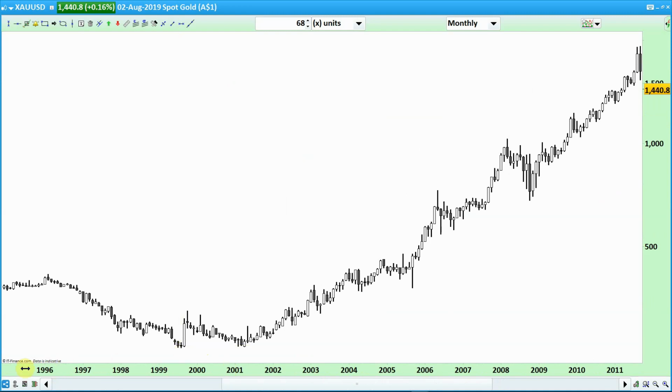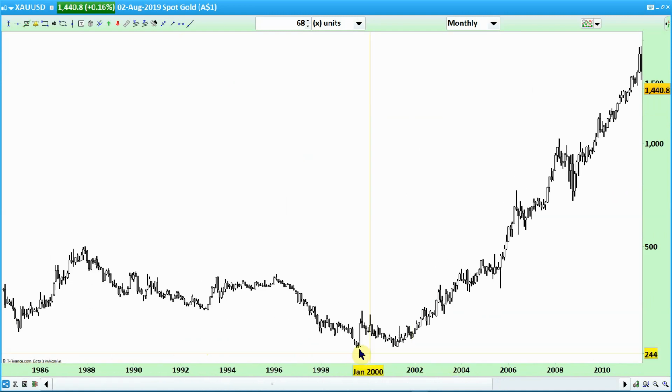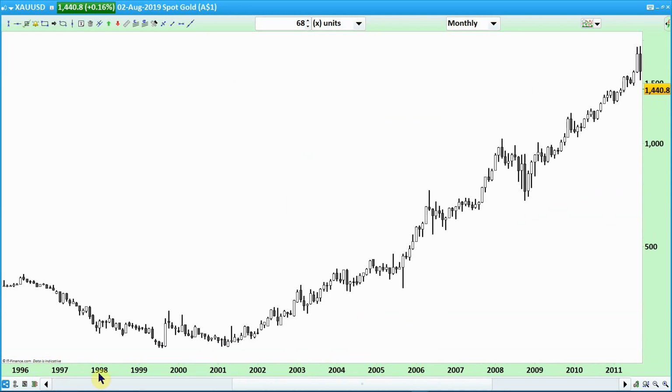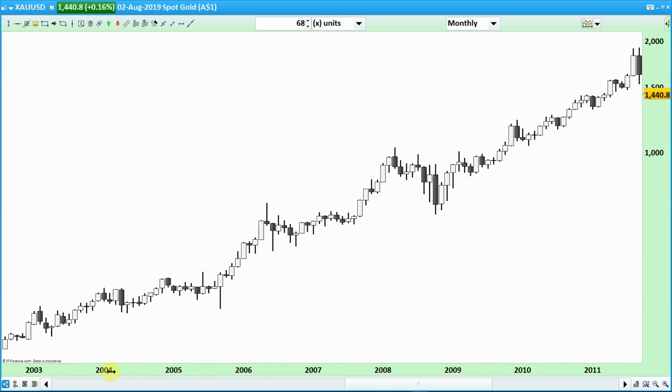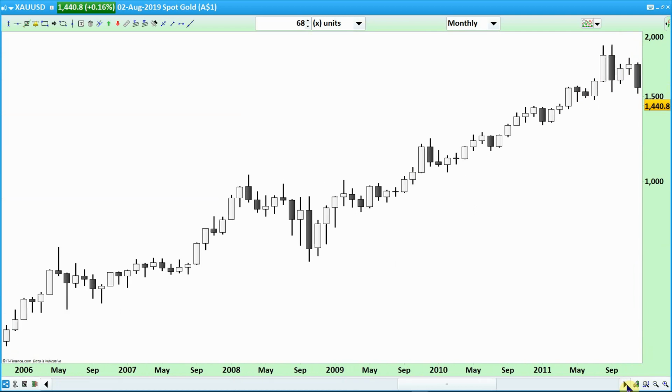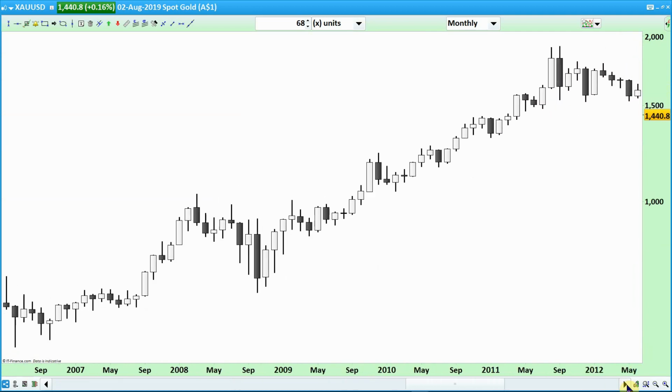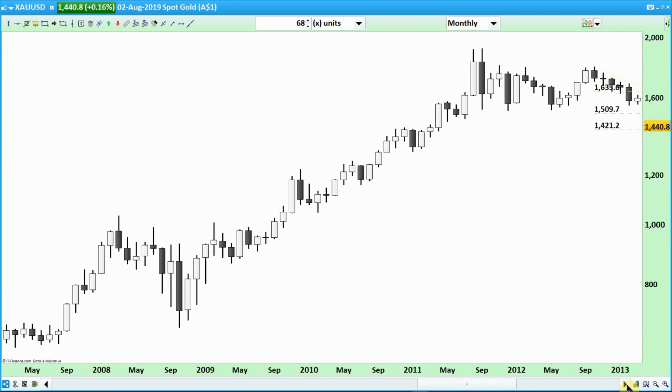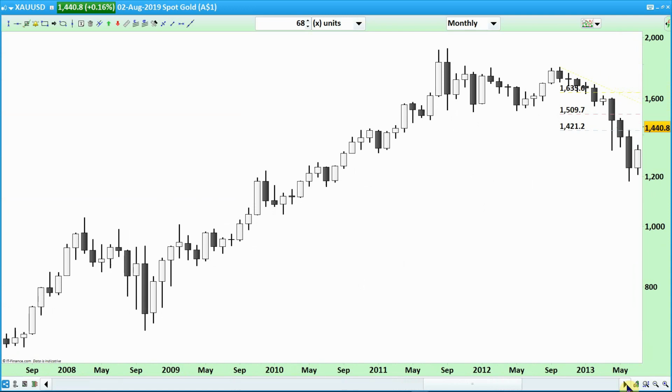I can find similarity on this bar when gold was coming from 258, 254, 250 in 1999. It went up to 1900, almost $2000. So only with this bar, September 2011, it slowly came down, and it actually went up to 1200.